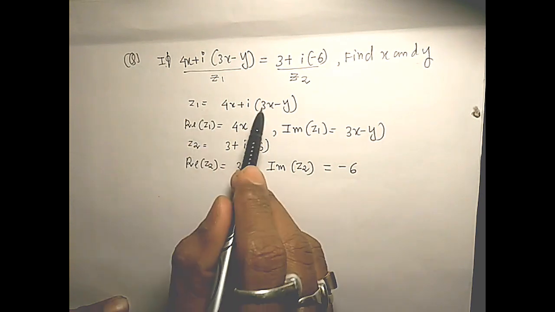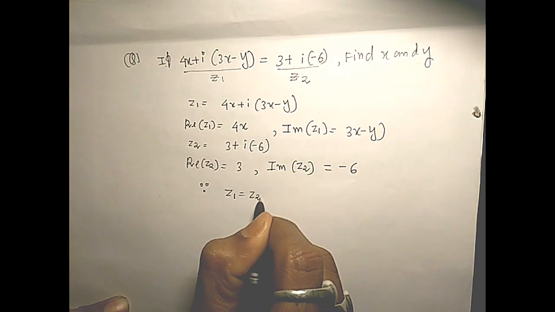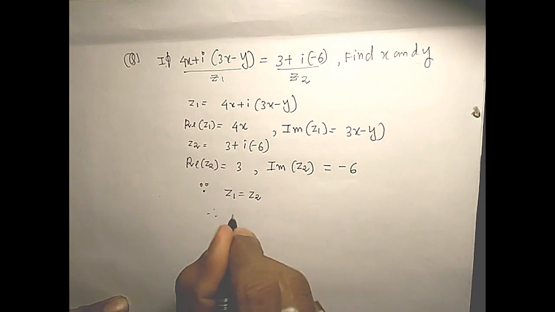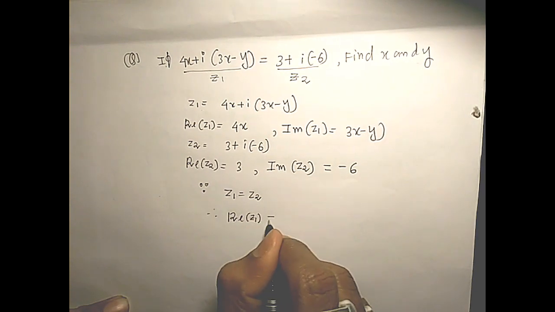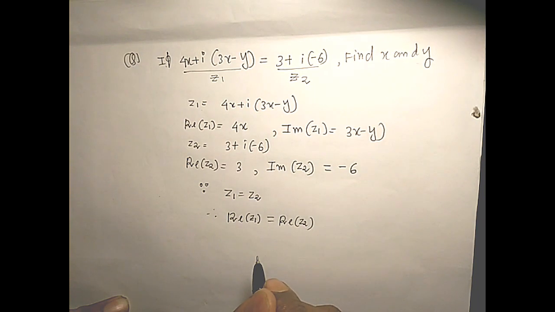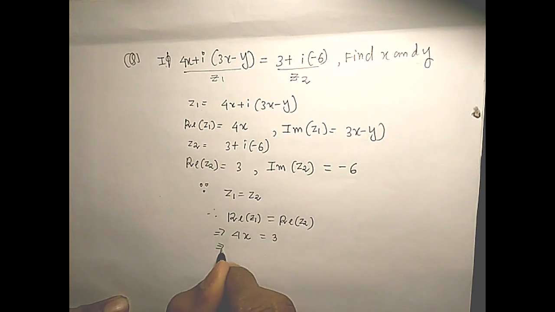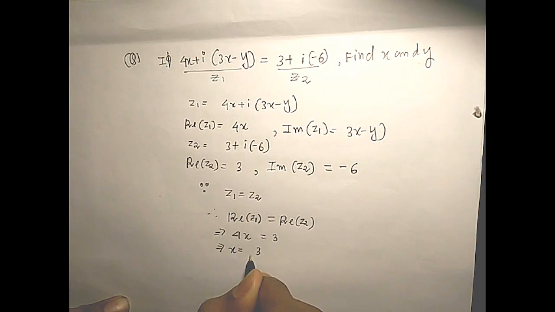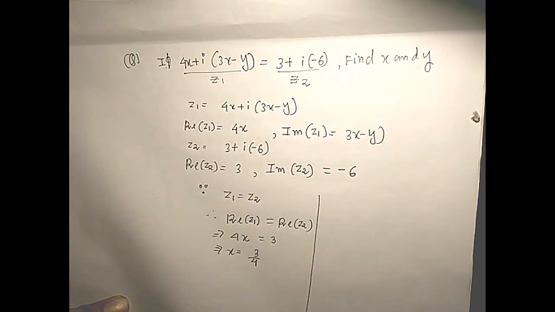Since z1 equals z2, as given in the question, real part of z1 should equal real part of z2. This property we have already discussed: if two complex numbers are equal, then their real parts should be equal and their imaginary parts should be equal. So real part of z1 is 4x, real part of z2 is 3, so x equals 3 by 4.